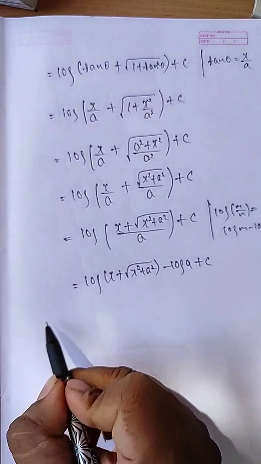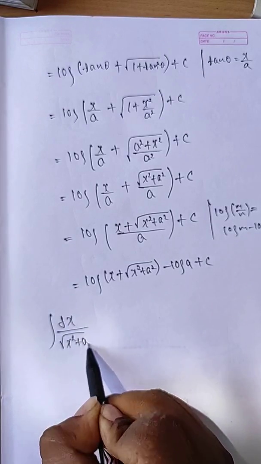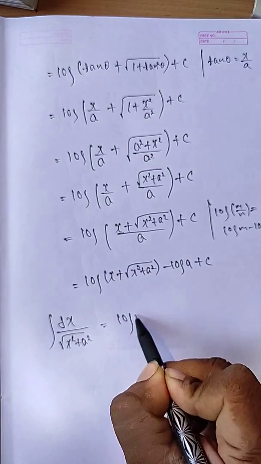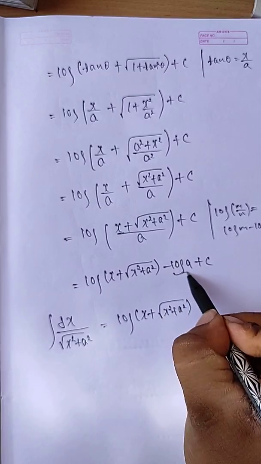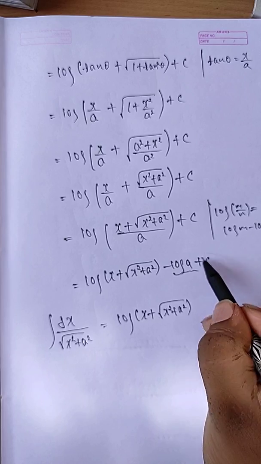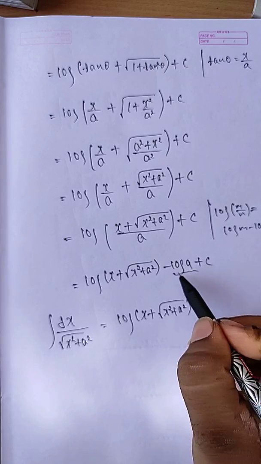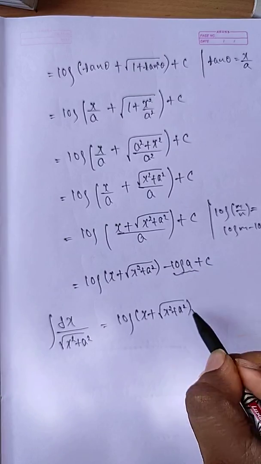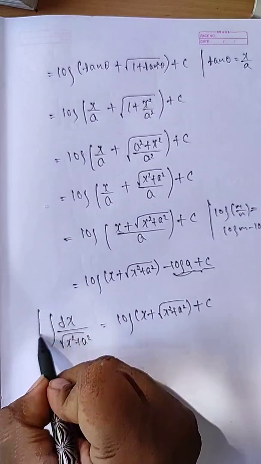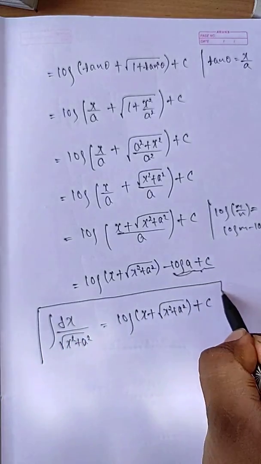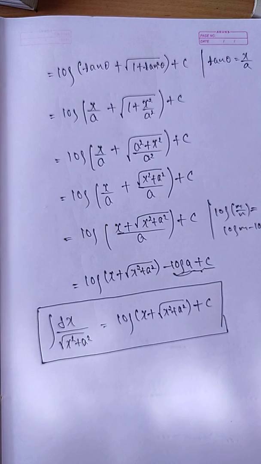Okay? Now the integration of dx by root of x square plus a square is equal to log of x plus root of x square plus a square. So log a is a constant, a very small constant. A constant subtracted from a constant again gives a constant, so it is plus c. So my c minus log a, what will you write? You can just write c. Is it clear? So this is the standard form. It is a very important standard form.